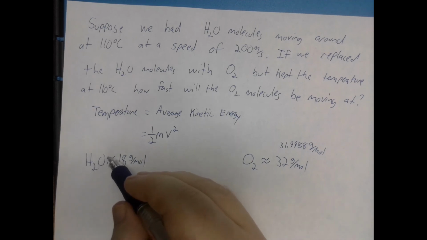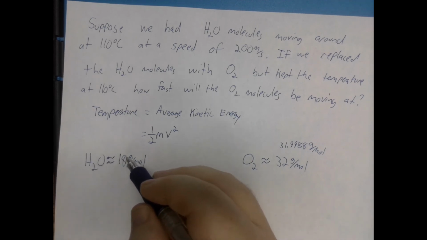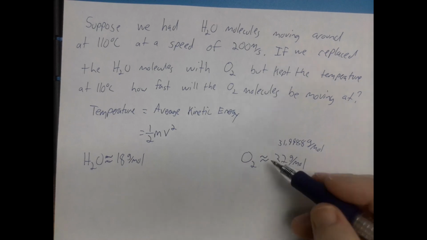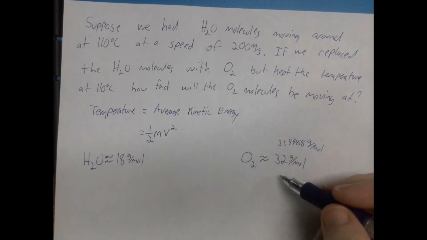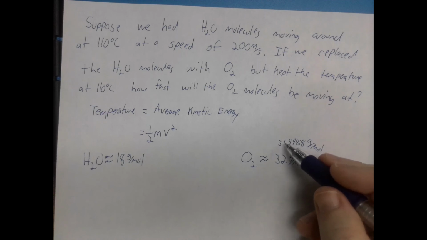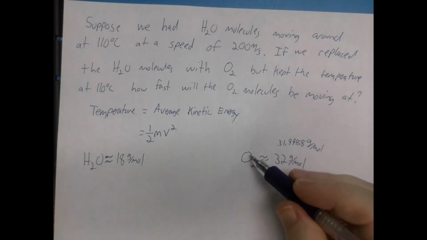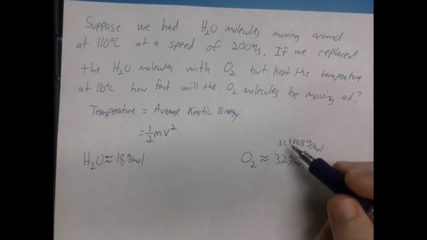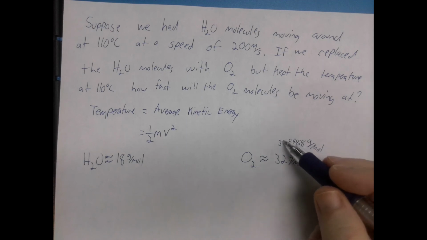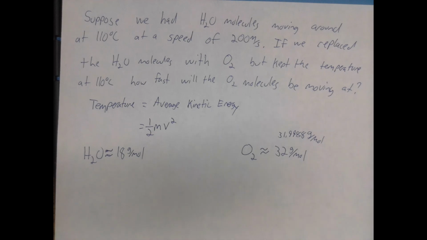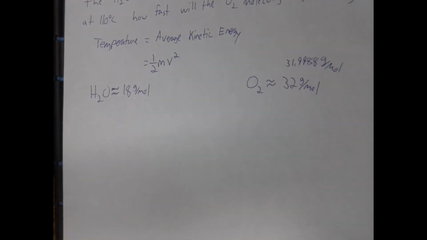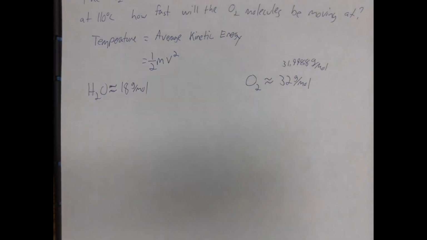Water has a molecular weight of about 18 grams per mole. Oxygen has about 32 grams per mole. Again, you need to actually calculate the precise value. One oxygen atom is 15.9994, so two of them is roughly 32. I'm just approximating to do an example.